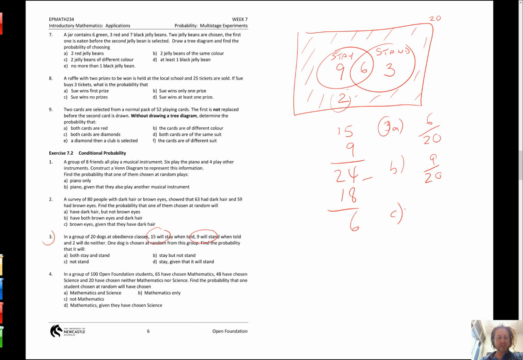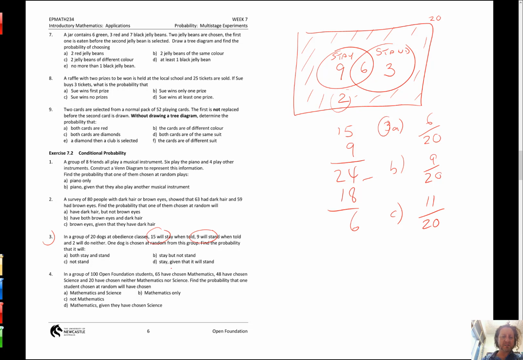Question C is asking me what's the probability that a dog at random will not stand. It's still not conditional. Not stand, well there's 9 that will stand. 20 minus 9, there must be 11 that wouldn't. These 9 and these 2. If 9 stand, 20 minus 9 must not.